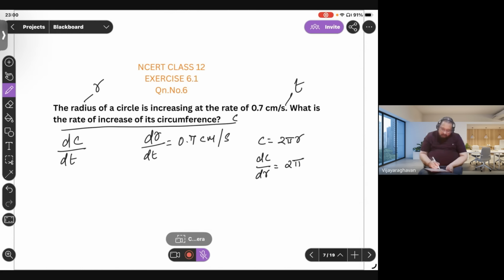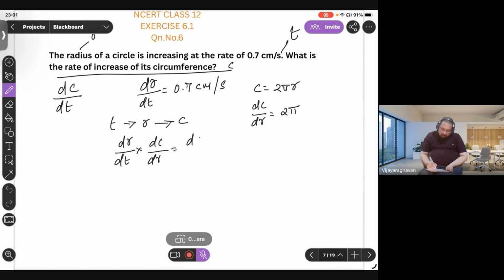Then let's establish the chain rule. Time pushes radius, that pushes the circumference. Therefore, the required derivative is dr/dt multiplied by dC/dr, which gives us dC/dt.